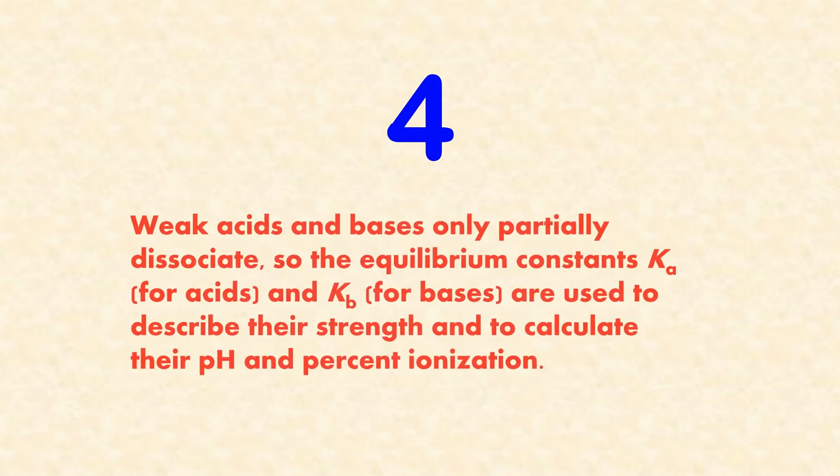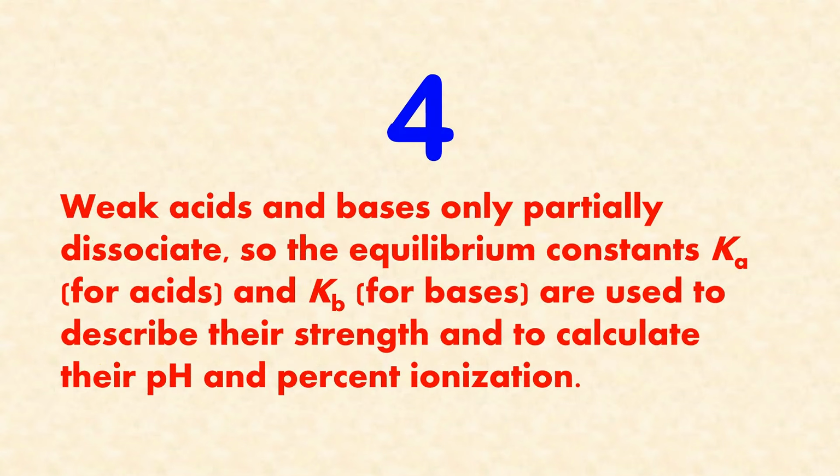Number 4. Weak acids and bases only partially dissociate, so the equilibrium constants Ka for acids and Kb for bases are used to describe their strength and to calculate their pH and percent ionization.